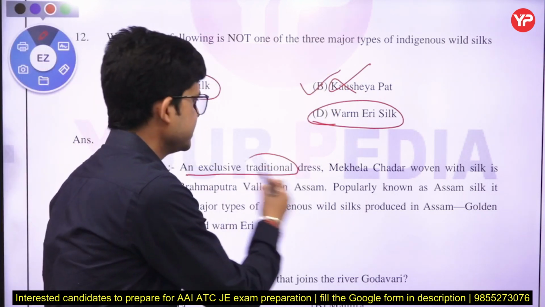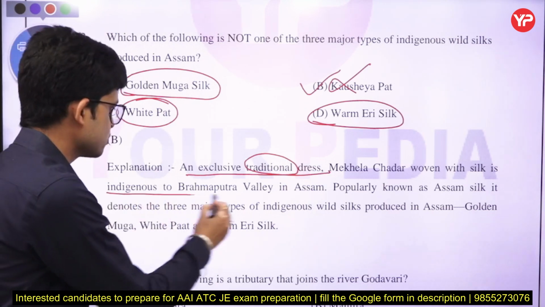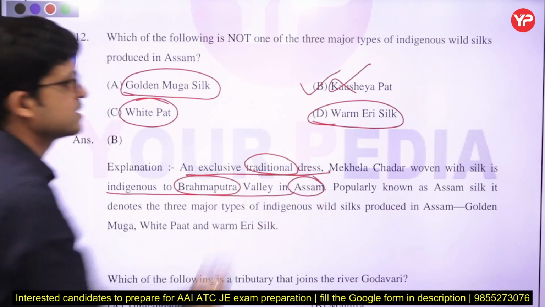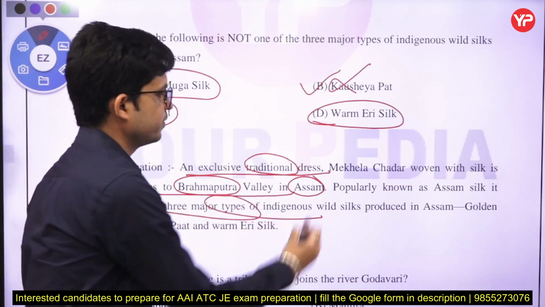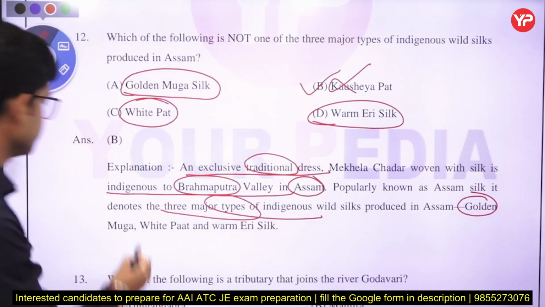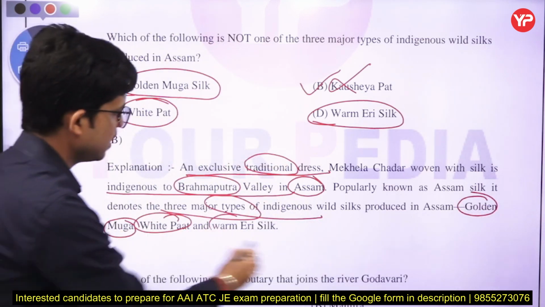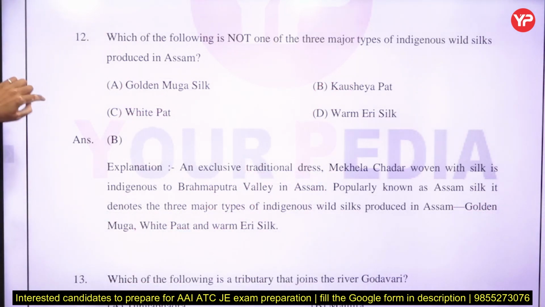Exclusive traditional dresses like mekhela chador, woven with silk and indigenous to the Brahmaputra Valley in Assam, are popularly known as Assam silk. It denotes three major types of indigenous wild silk produced in Assam: golden muga, white pat and warm eri silk. So these are the varieties of silk found in Assam.